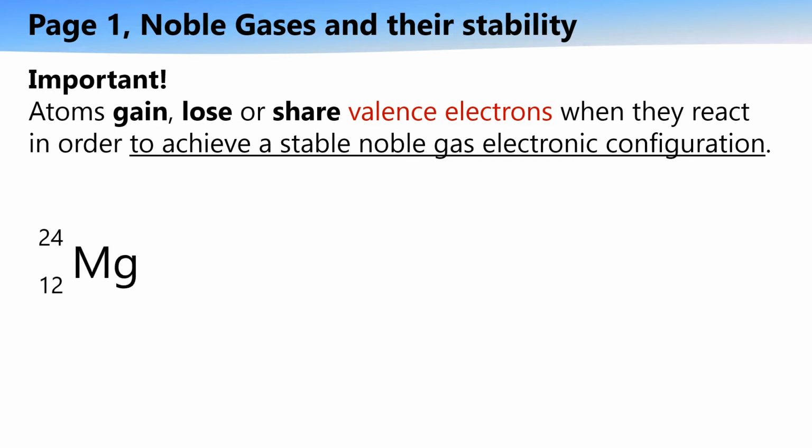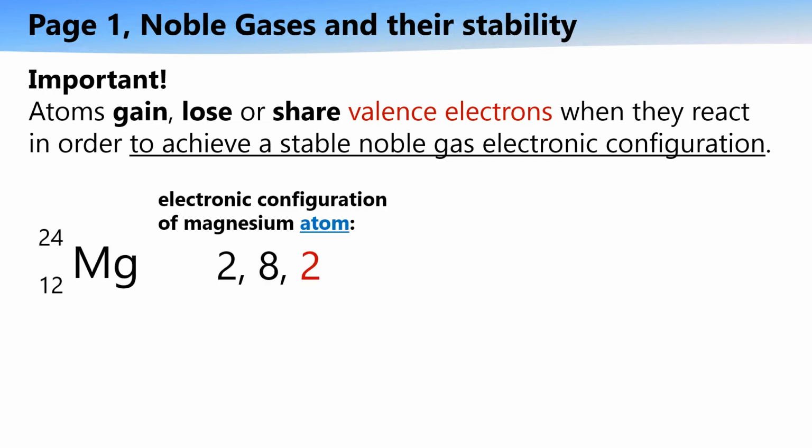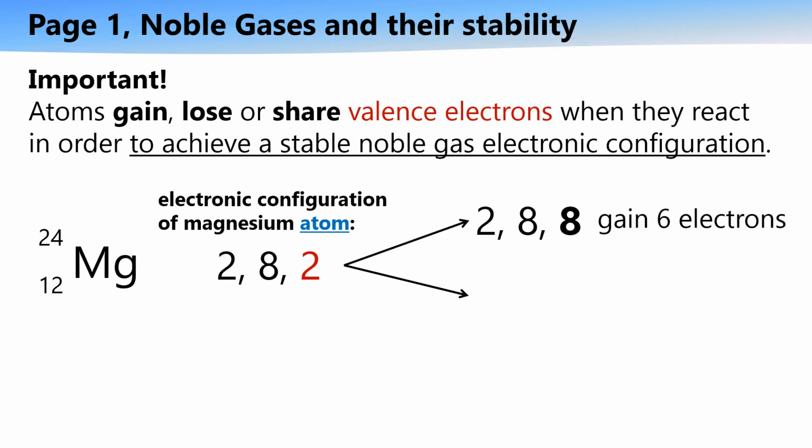Right, so let's look at magnesium. The electronic configuration is 2,8,2. So in order for magnesium to achieve a stable noble gas electronic configuration when it reacts, it can either become 2,8,8 by gaining 6 electrons, or can become 2,8 by losing 2 electrons.